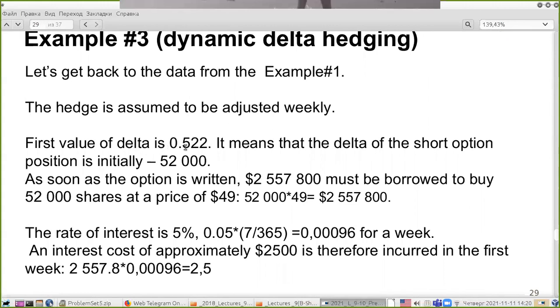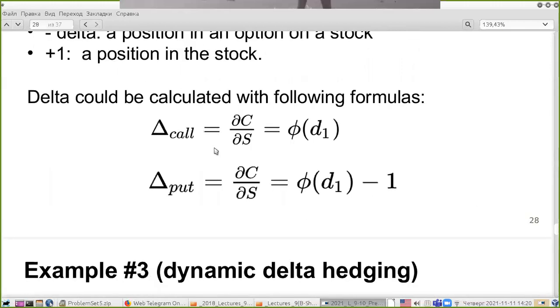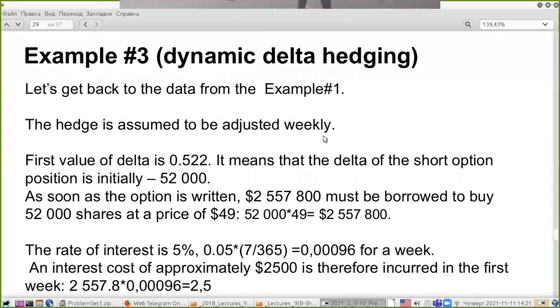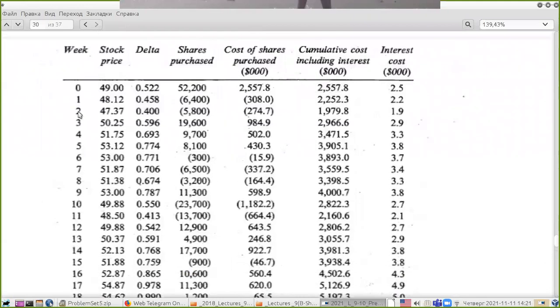The first value of delta is 0.522. How can we find this? According to this formula, we compute D1 from these values: S, K, T, sigma. After that, we can find the normal distribution for D1. So we know delta call, and it's 0.522. Maybe have a look at this table. We adjust weekly and hedge weekly. So, for example, at the beginning, week 0, the stock price is 49, and we computed delta, and delta is 0.522.